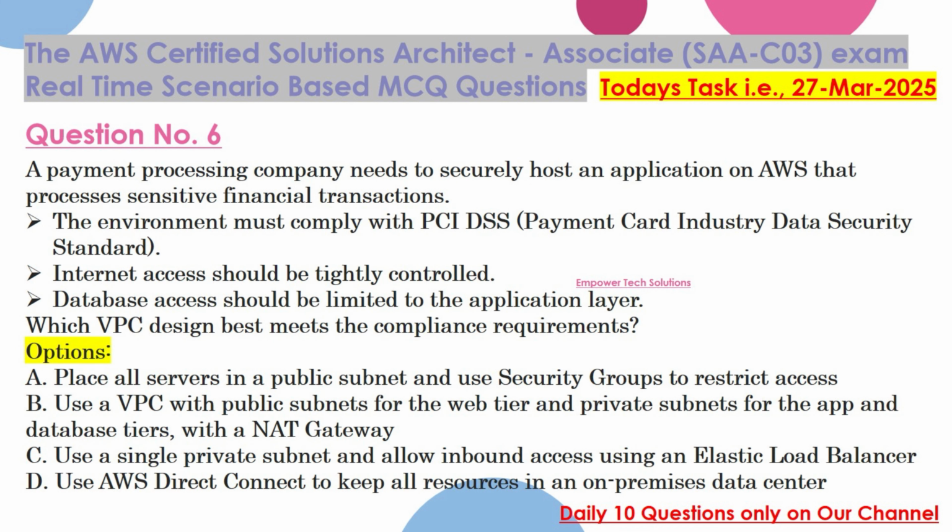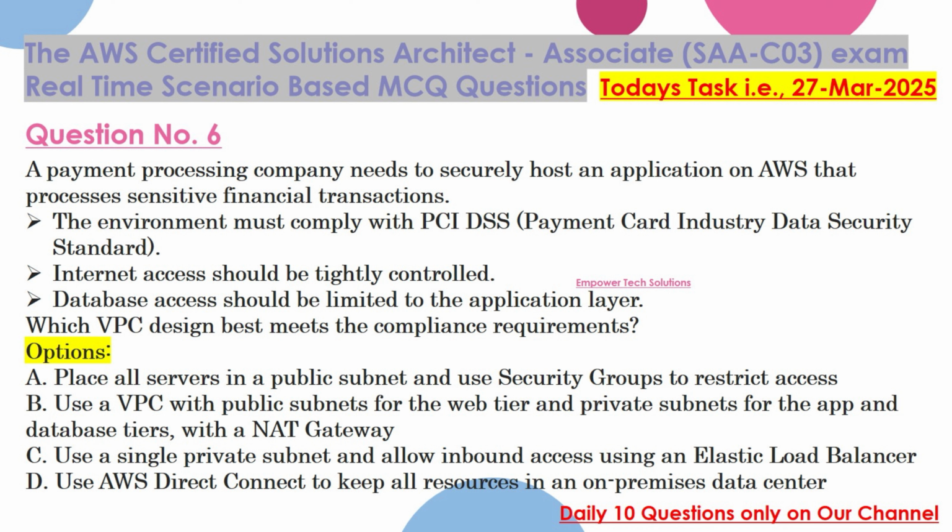Question 6. A payment processing company needs to securely host an application on AWS that processes sensitive financial transactions. The environment must comply with PCI DSS, Payment Card Industry Data Security Standard. Internet access should be tightly controlled. Database access should be limited to the application layer. Which VPC design best meets the compliance requirements?